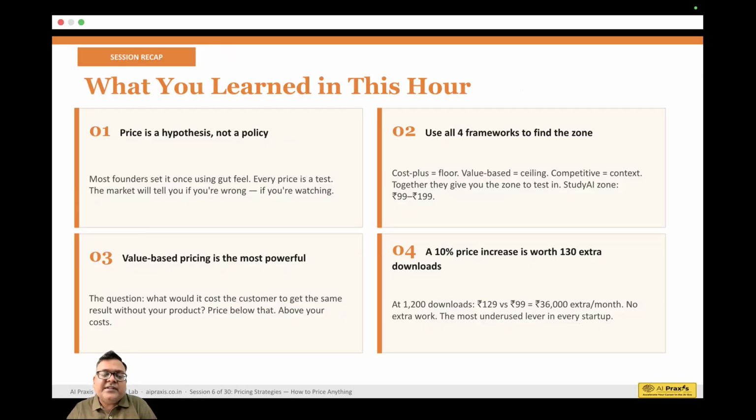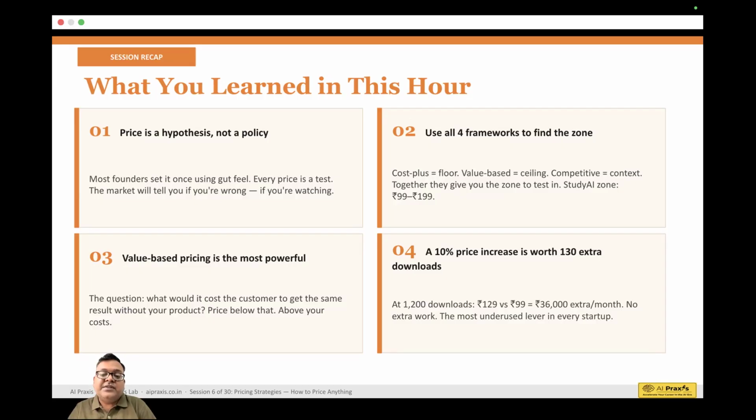So the recap is very simple. Price is a hypothesis and not a policy. Use all four frameworks to find the zone. In case of study AI, we found something between 99 to 199. Value-based pricing is the most powerful. The question is, what would it cost the customer to get the same result without your product? Price below that, but above your costs.